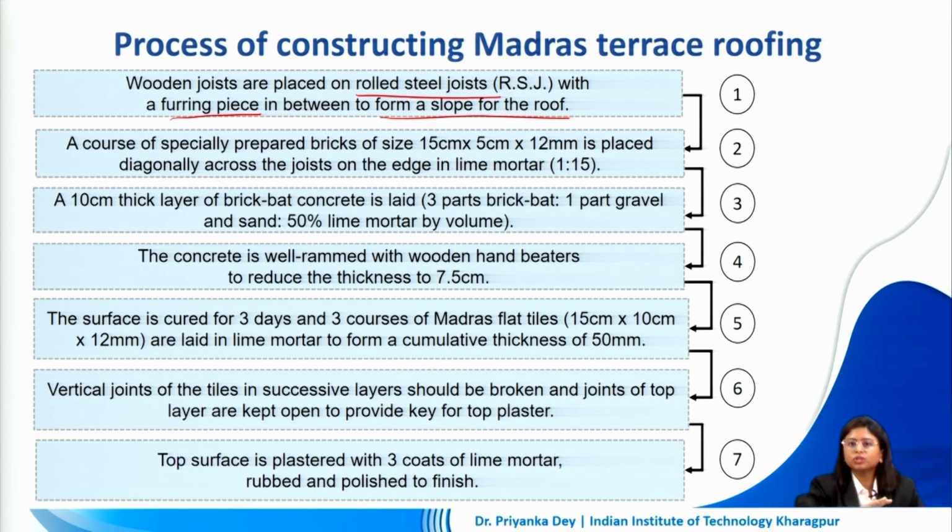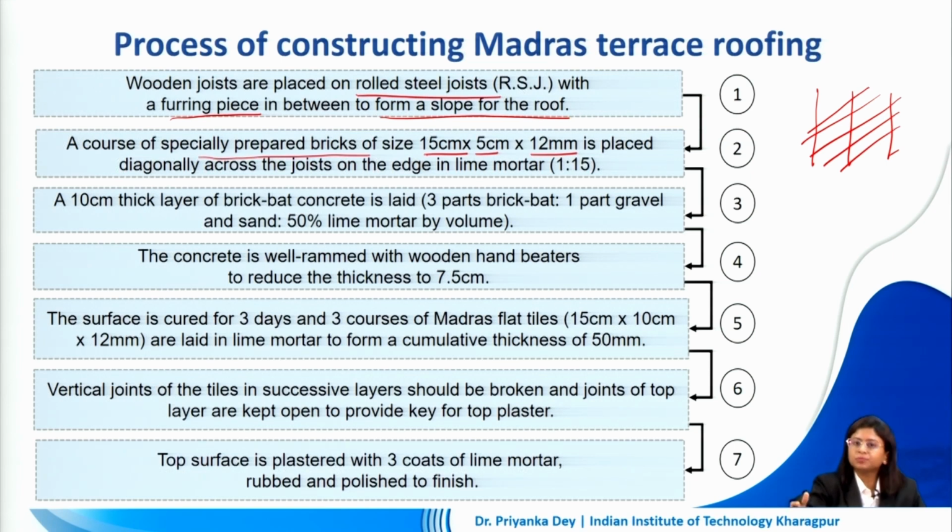Once these wooden joists are placed, a course of specially prepared bricks of size 15 centimeters cross 5 centimeter cross 12 mm is placed diagonally across the joists. So if the joists are in a certain direction, we are diagonally placing the bricks across, on edge in lime mortar of 1:1.5 ratio.